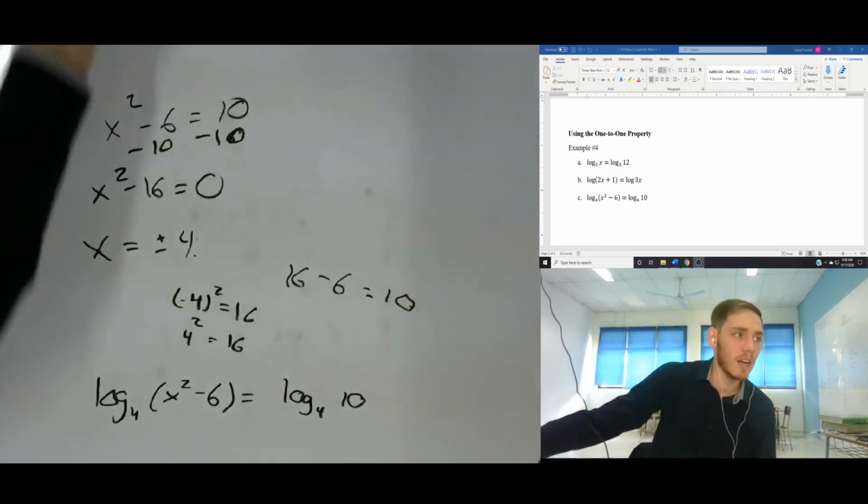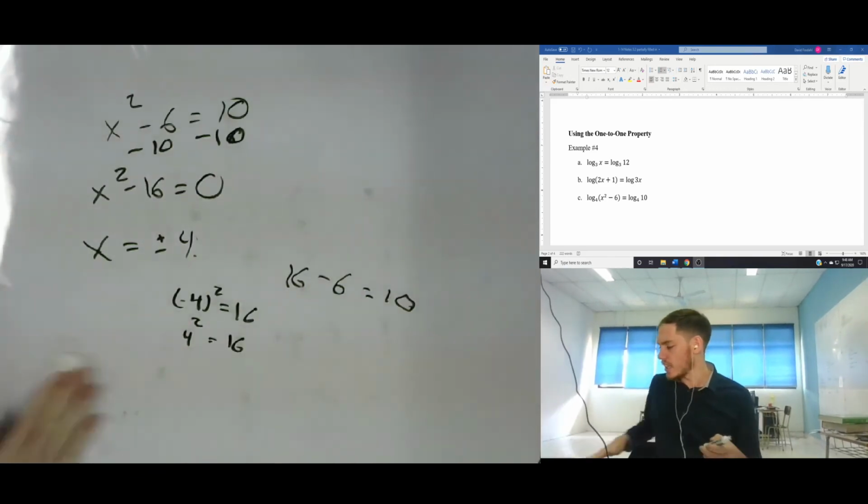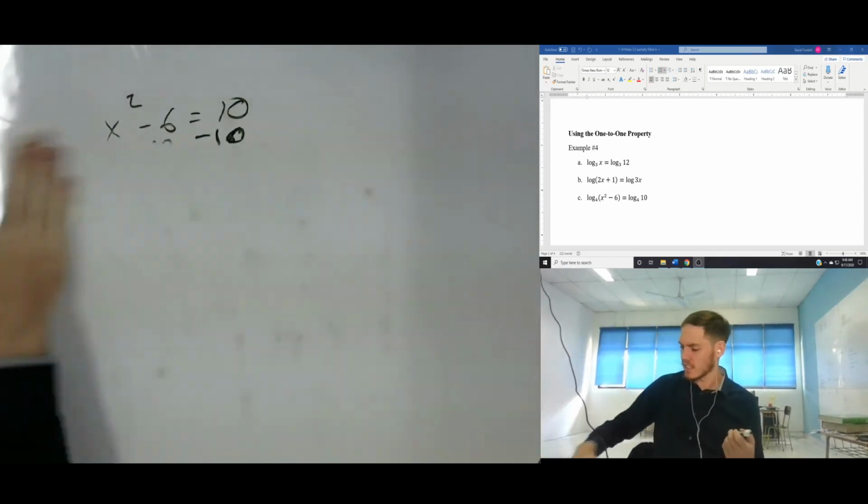Sometimes squaring will give us an answer that is not necessarily consistent, and that's a later question. Okay, we'll come back and work on graphing.